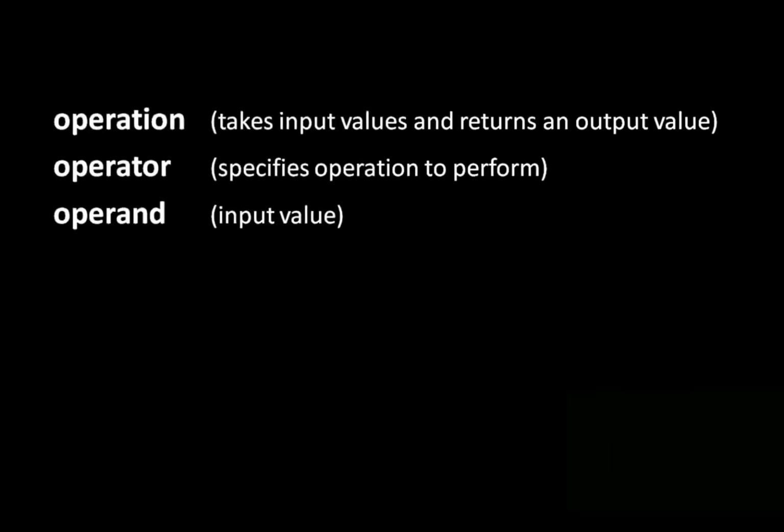The basic units of action in our code are called operations, and just like in mathematics, an operation is something which takes input values and then returns an output value. Like say, an addition operation where the inputs 3 and 5 returns the value 8. In an operation, the part which specifies which operation to perform is called the operator. Like say, the plus sign in an addition operation, that's the operator. The input values to the operation, those are called the operands.